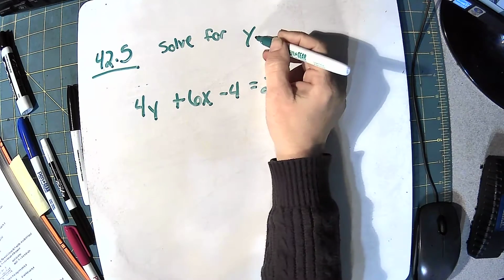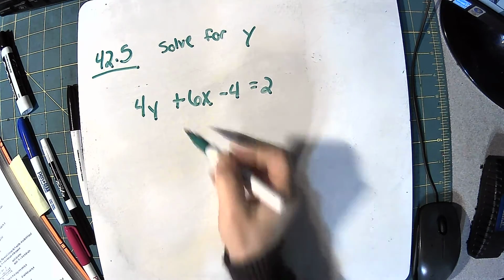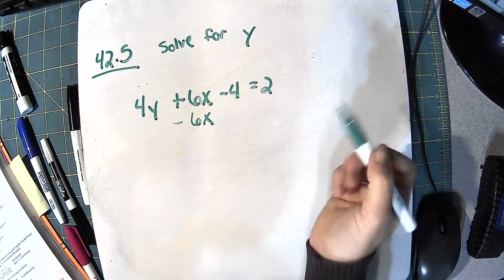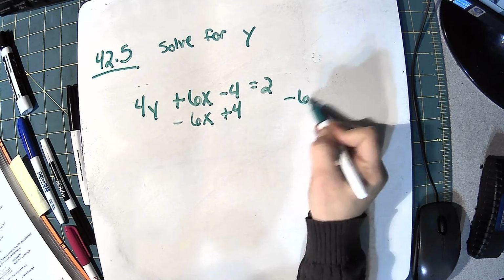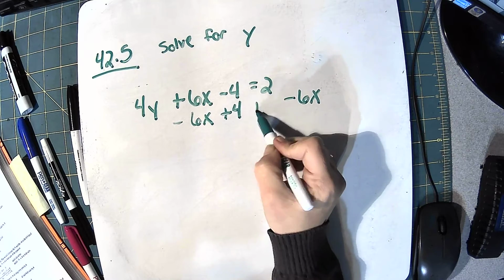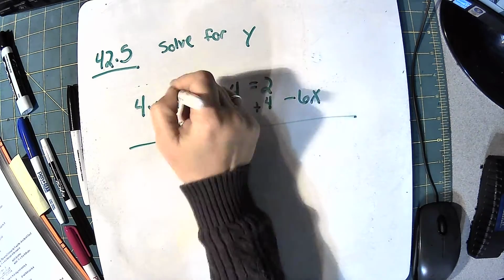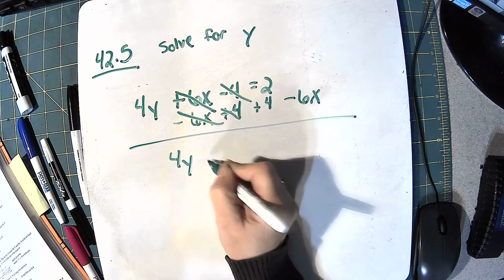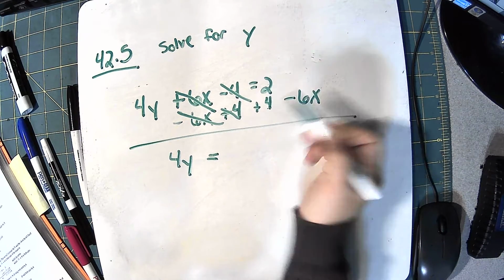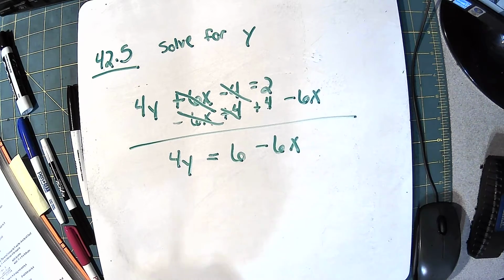Okay, so I'm solving for y. I got to try to get my y by itself. That means I got to get rid of this term and this term. So I'm going to say minus 6x, and I'm going to do plus 4. I'm going to line my plus 4 up under this 2 because those are like terms. Cancel, cancel, cancel, cancel. And now I have 4y by itself equals 2 plus 4 would be 6 minus 6x.